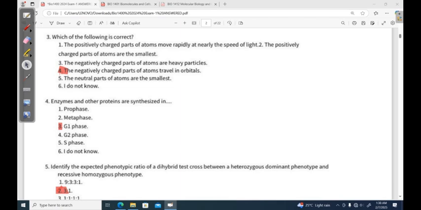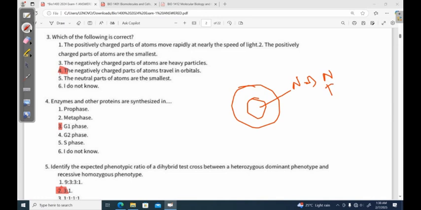6, I don't know. So what you need to know is that within an atom we have a nucleus, which I'll label as N. This N has neutrons and protons. These make up the nucleus. Then around them we have what we call the electrons. Now these electrons are negatively charged. These are the ones that travel around the orbitals.